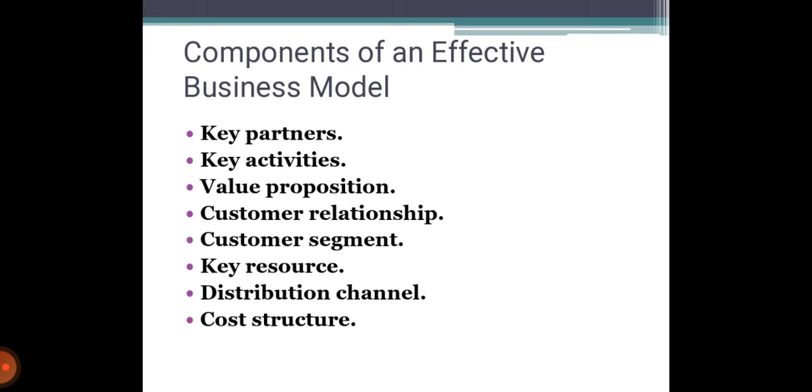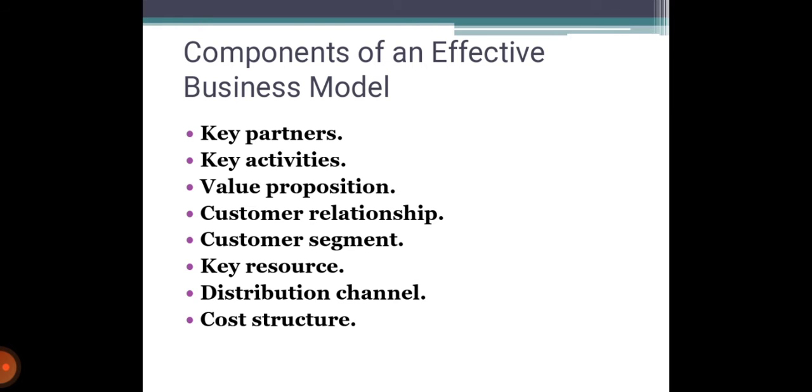Next, what we have is distribution channel. A distribution channel represents a chain of businesses or intermediaries through which the final buyer purchases a good or service. A distribution channel includes wholesalers, retailers, distributors, and the internet. In a direct distribution channel, the manufacturer sells directly to the customers.